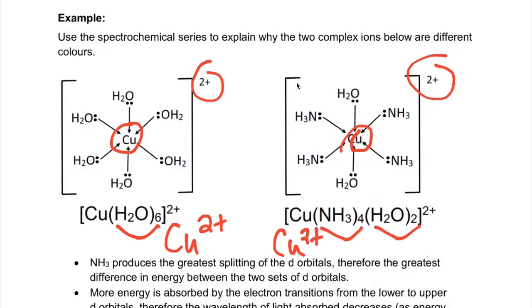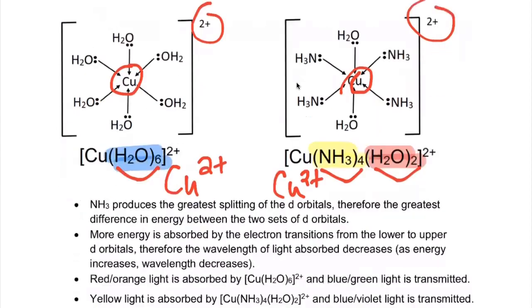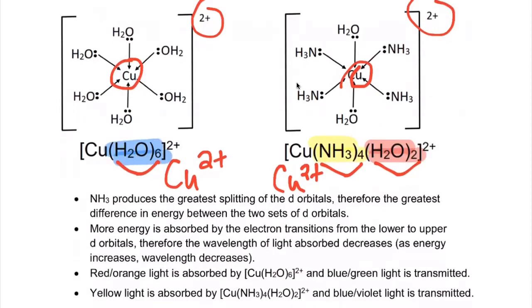If we look on this one, all 6 of the ligands are water, but on this one over here, only 2 of them are water. The other 4, excuse me, are ammonia, okay? And so 2 waters, 4 ammonias. And if we look down here at the explanation, it says, because if we look at that spectrochemical series list, NH3 is further over to the right.